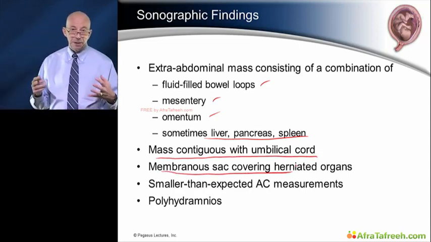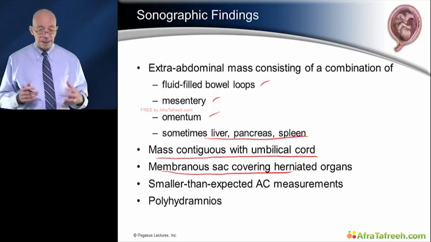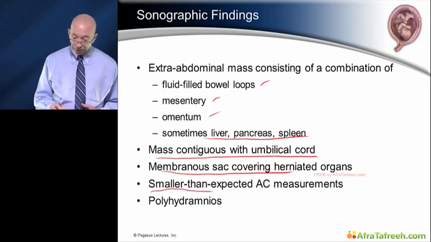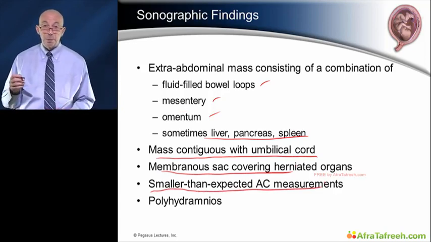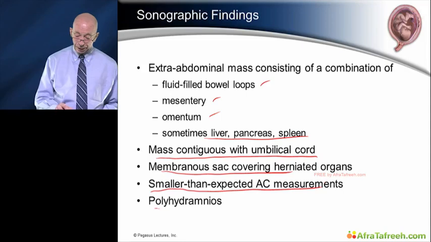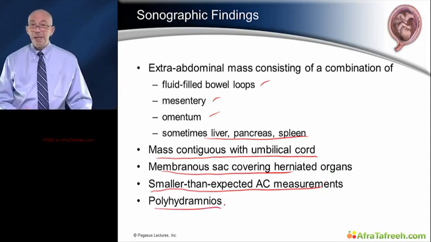Also, because a lot of the bulk of intra-abdominal anatomy is herniated out, the abdominal circumference measurements will be less than expected, and frequently polyhydramnios will be seen in association with an omphalocele.